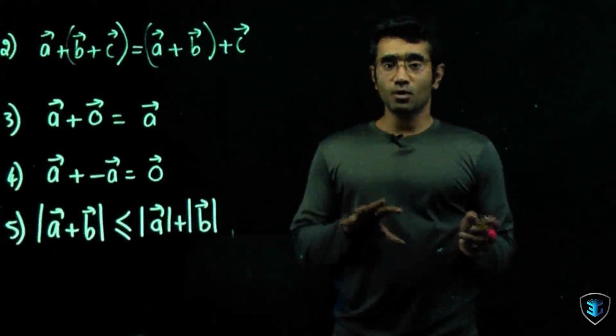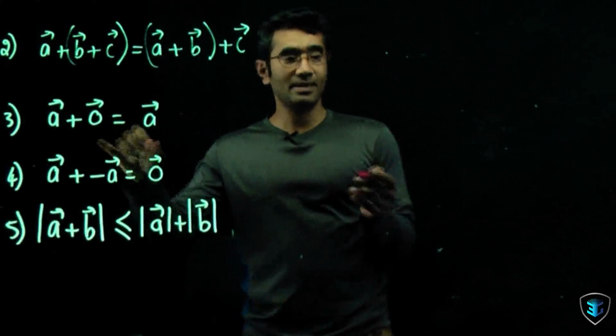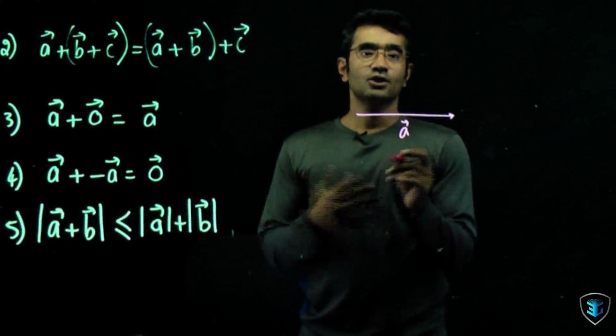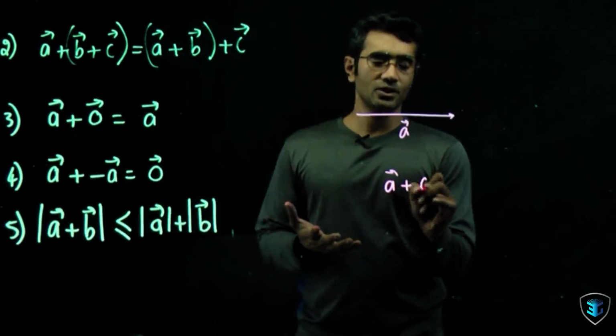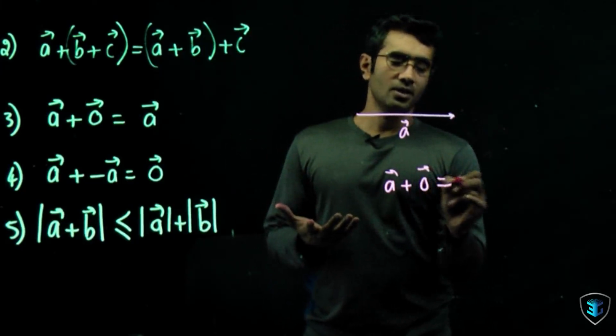Very simple, guys. The third property is simple, guys. It says that vectors do follow additive identity. Basically, I have a vector A, and with this I'm adding nothing else. So what do you get? Vector A plus a zero vector. A zero vector is a point. All right, so I get what? I do get our vector A itself.